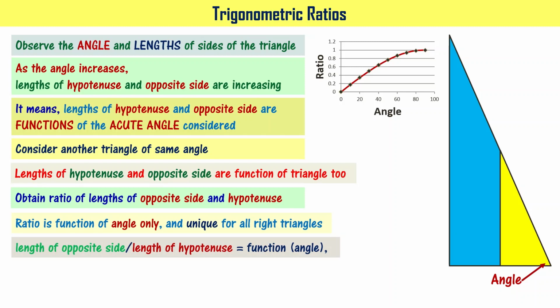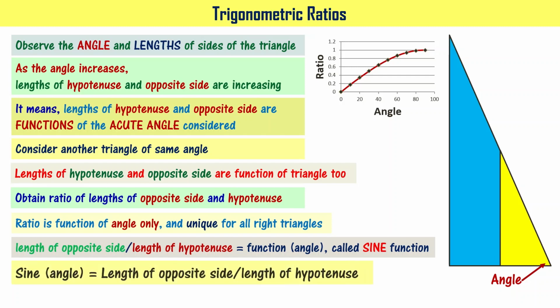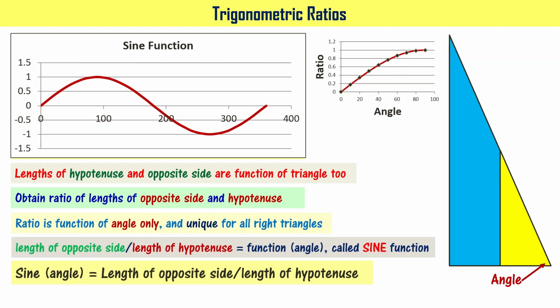The length of opposite side divided by length of hypotenuse is a function of angle. We can write it that way, right? That function is called the sine function. Please take a note of this. It means sine of angle equals length of opposite side by length of hypotenuse. Please take a note of this. And if you obtain the sine function value for angles ranging from 0 to 360 degrees, you get a figure like this.